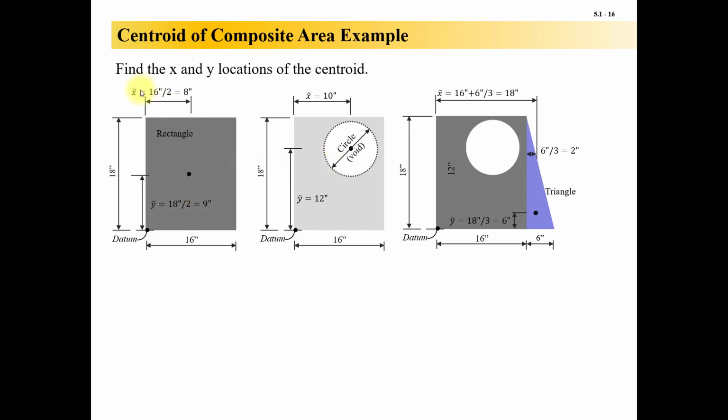Okay, so x tilde is going to be half the width because it's just a rectangle, so it's 16 over 2, 8 inches. Its y tilde is from the datum up 18 inches divided by 2, 9 inches. We got it, all right?